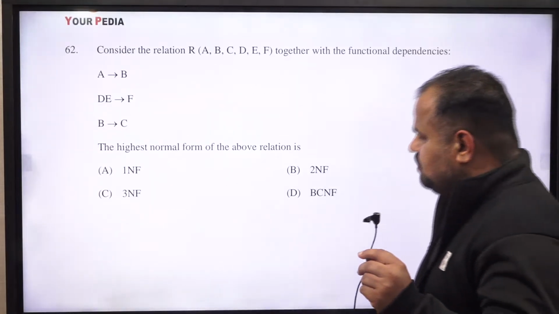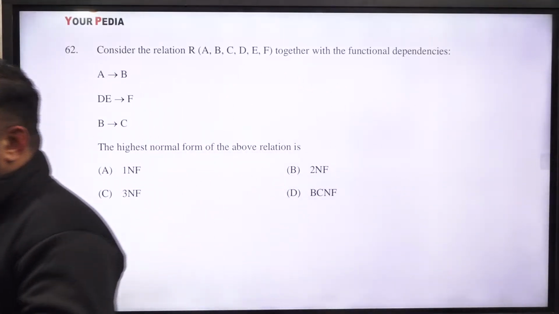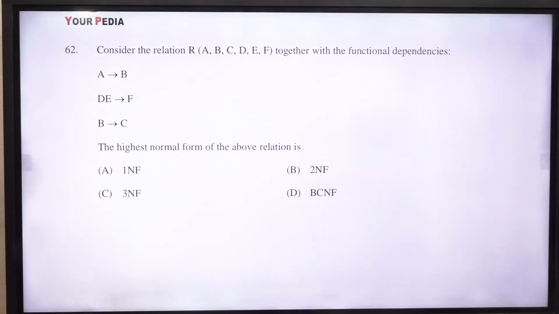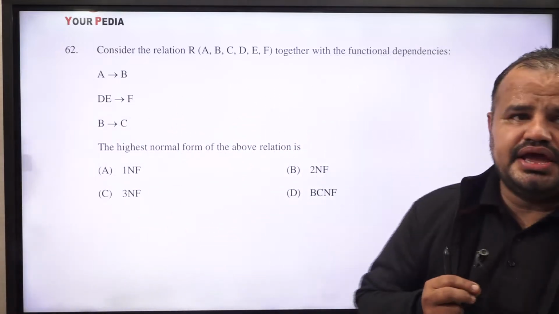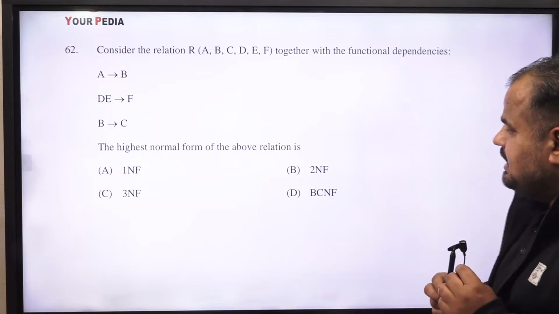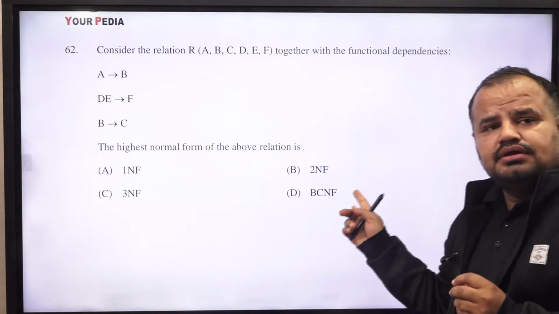Now tell me again, you have to find out the highest normal form. What is the highest normal form? First of all, you have to find out what is the key for this relation. Please write in the chat box what is the key. A, D, E. Very good. A, B is not the right answer, my dear.